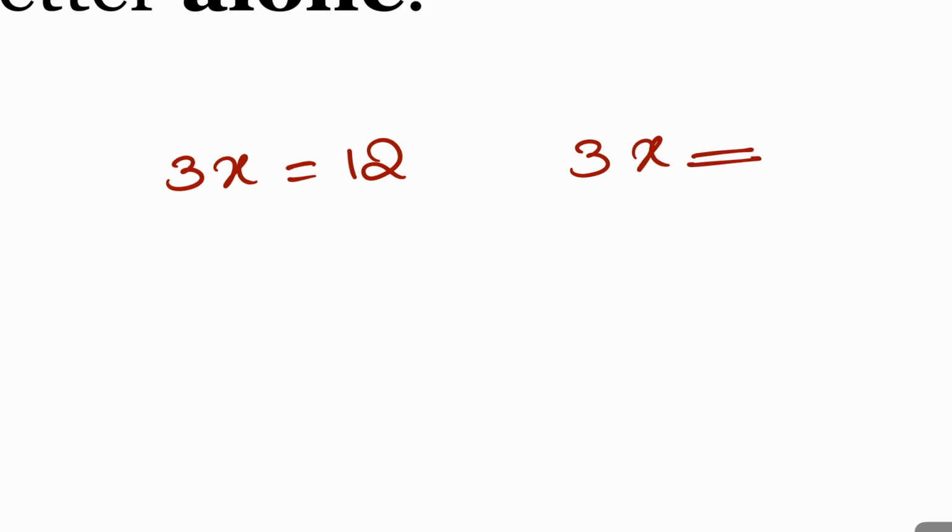3x means 3 times x, which means there is a multiplication sign invisible in between 3 and x. Remember, a number and a variable like this, together without any sign, means multiplication. So the multiplication is invisible.